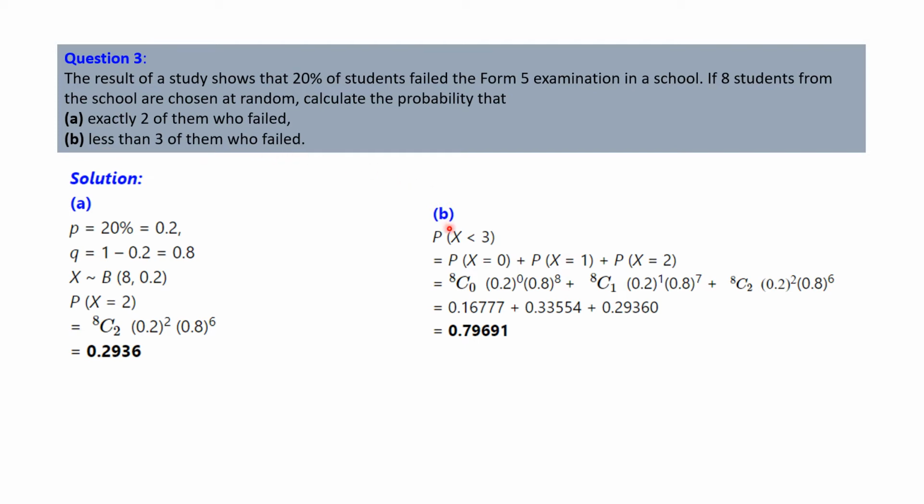For question B, we have to find the probability that less than 3 of them fail. So for less than 3 students failing, we have to write the probability for x less than 3, which is probability x equal to 0 plus probability x equal to 1 plus probability x equal to 2. So by substituting the values of n, r, p and q into the formula, we use the calculator to find the answer, we will get 0.79691. If the question asks you to put in 4 decimal places, you have to round off to 4 decimal places.